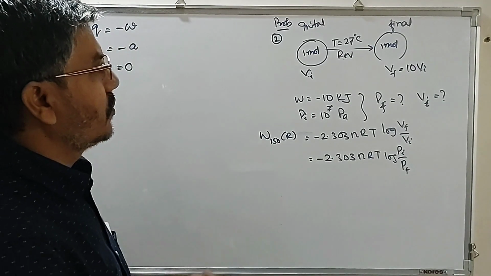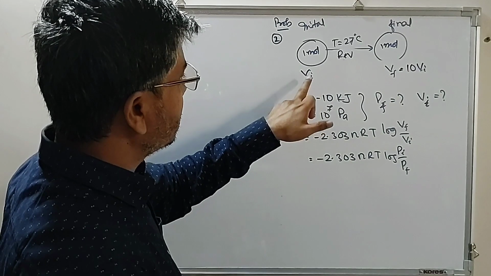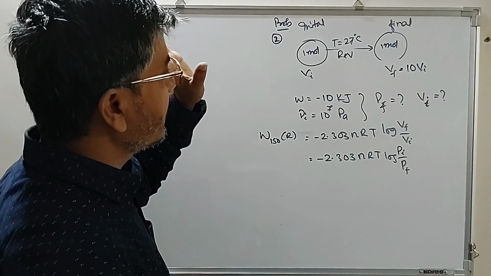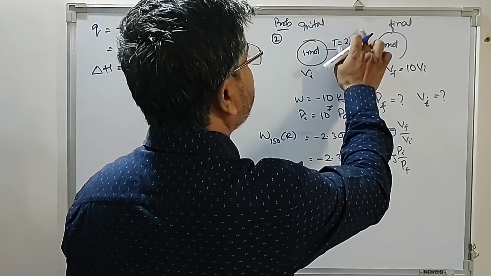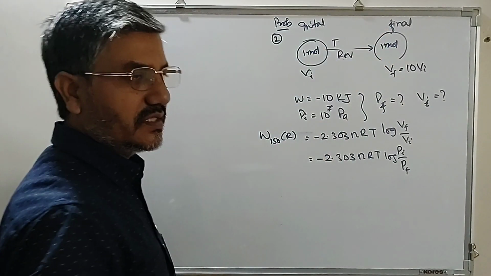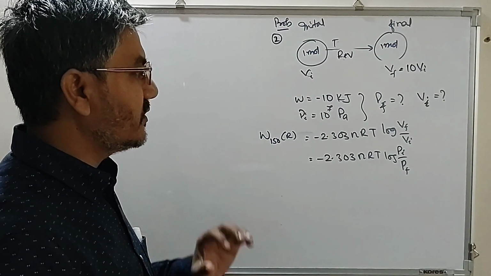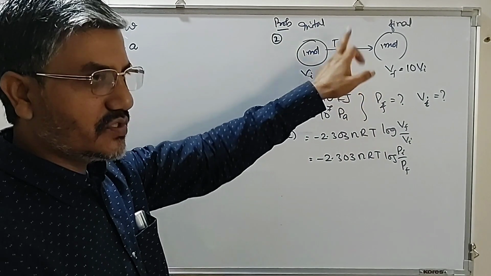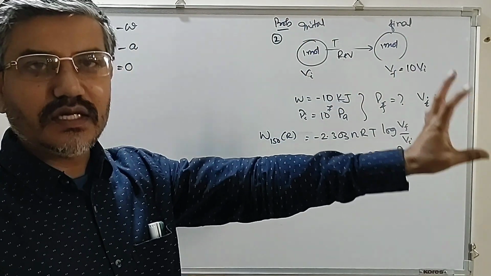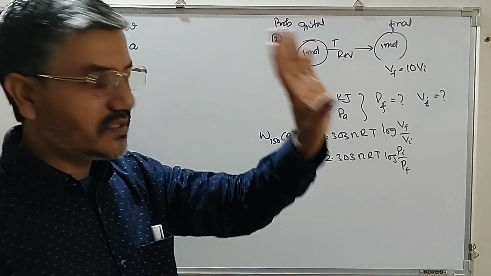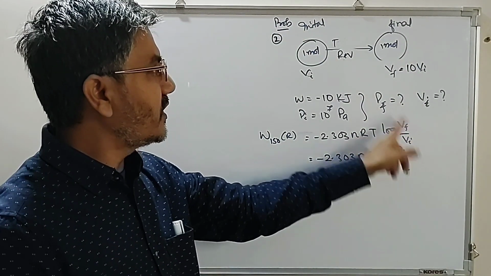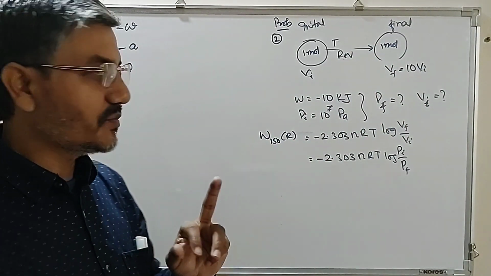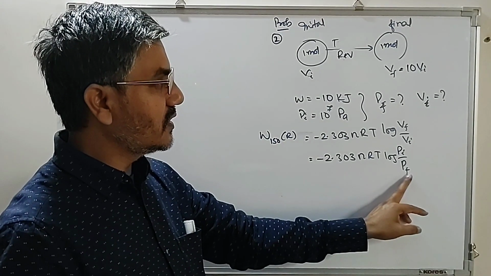The question clearly says the work done is minus 10 kilojoule. In this case, the temperature is suppose a certain temperature T. Then we have to find the final pressure. Initial pressure is given to you. Temperature is not mentioned. We simply say this is an isothermal process at temperature T. Initial and final volumes are given to you. Now we have to find the temperature at which the process is taking place. Once we know the temperature, we can find the value of Pf.